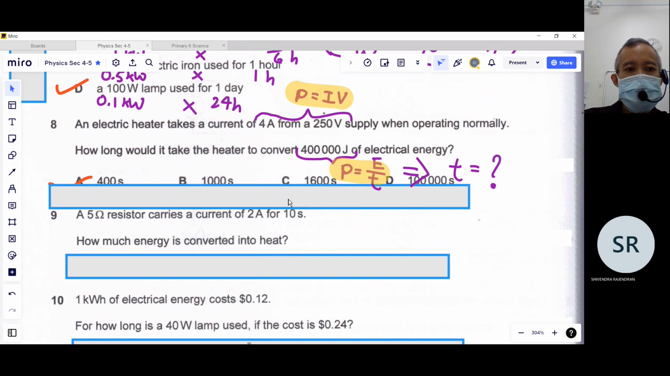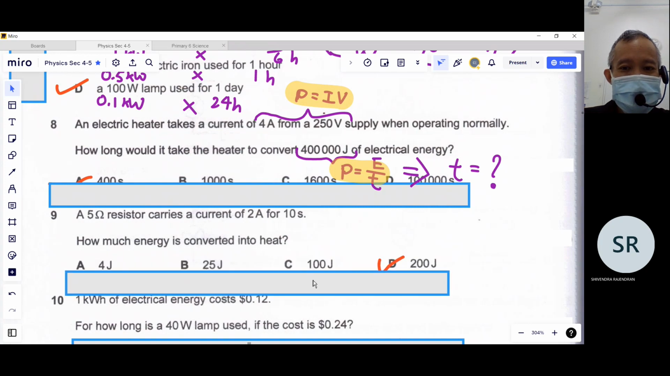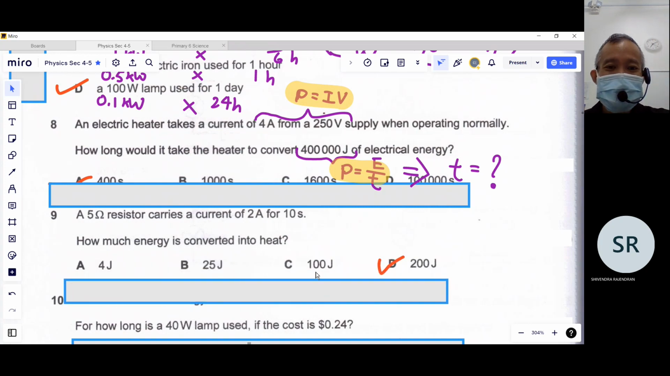All right, next one. Number 9. How much energy is converted into heat? You are given resistance, you are given current, you are given time. What formula to use? Never mind, I'll ask you for the answer. Take one. Okay, come on guys. What formula should you be using? You know resistance, you know current, and that is your power formula.